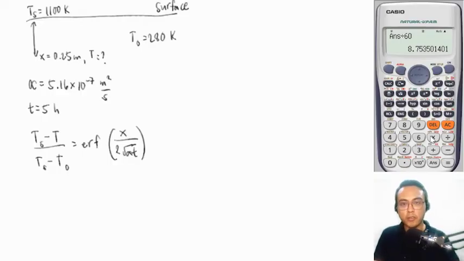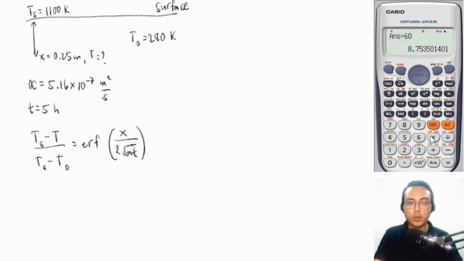Here are the given to the problem. We have here our soil surface, of which its temperature was raised to 1100 Kelvin. The initial temperature of the soil was uniform at 280 Kelvin, and we want to determine what will be the temperature at a depth of 0.25 meters after 5 hours of exposure to this high temperature. You're given the thermal diffusivity of soil, that is 5.16 times 10 raised to negative 7, and we have here our equation for semi-infinite surfaces.